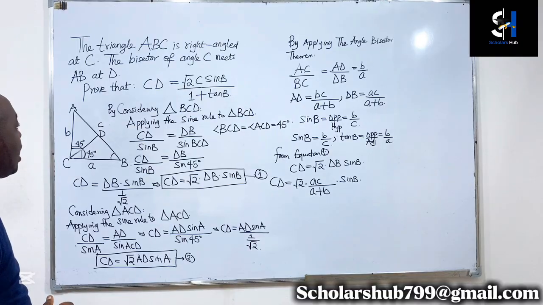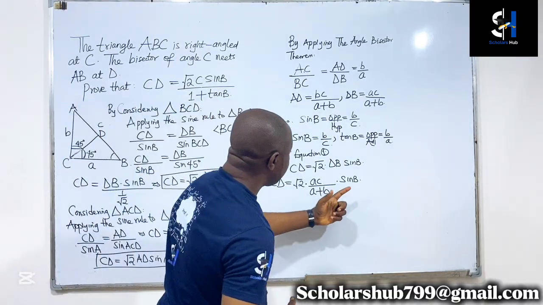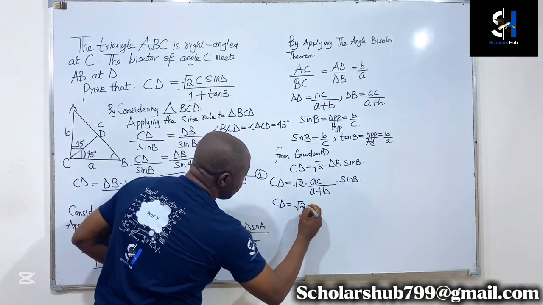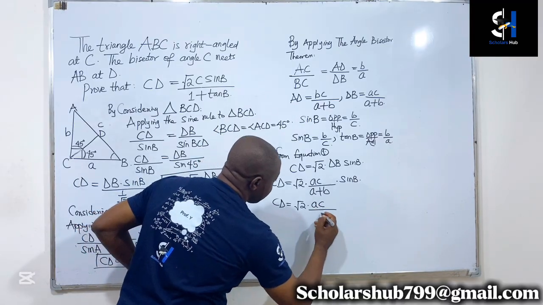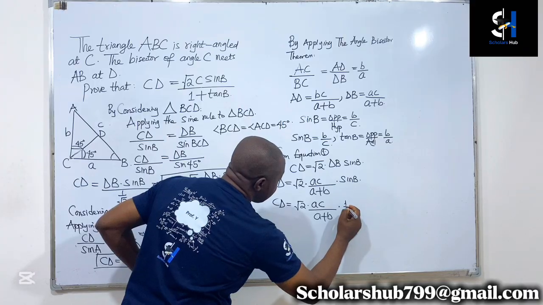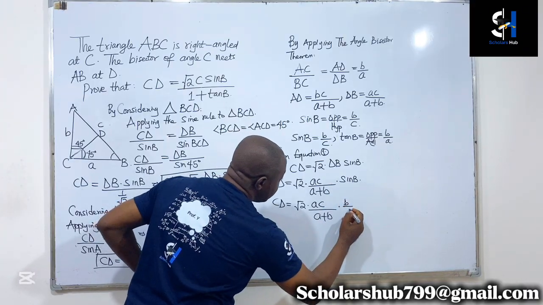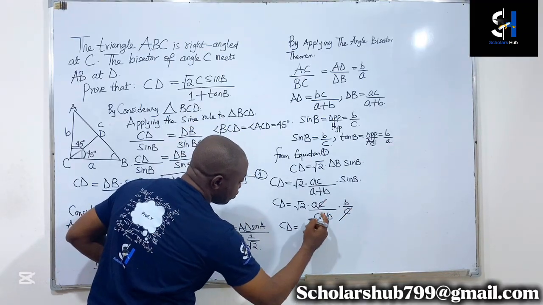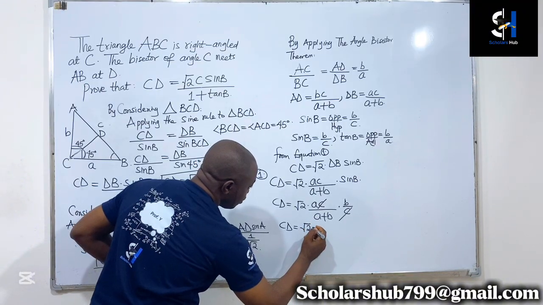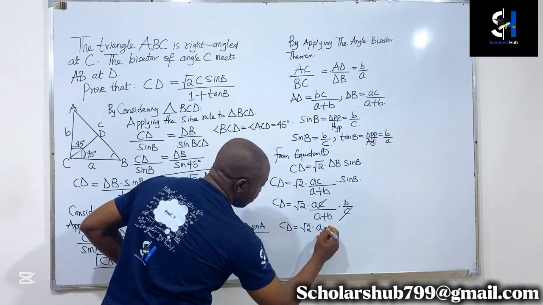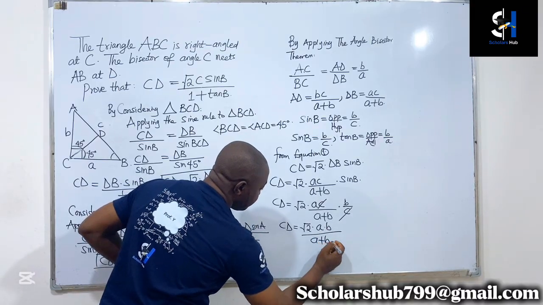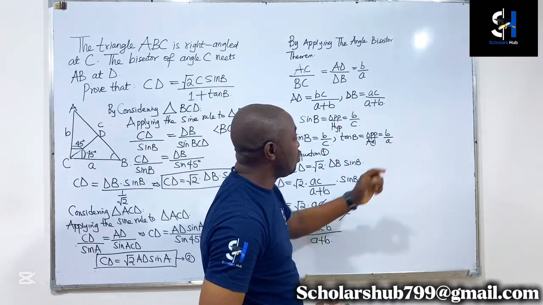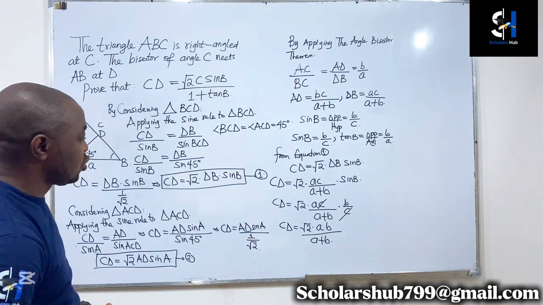All right. So now, let's not forget that sine B is B over C. So we can say CD equals radical 2 multiplied by AC divided by A plus B, multiplied by sine B, which is B over C. So C will cancel C, so that CD can be equal to root 2 times A multiplied by B divided by A plus B. Now again, we have here that tan B equals B over A.